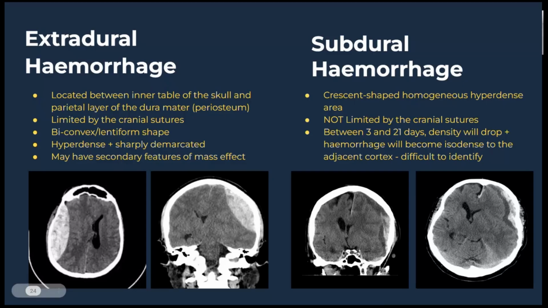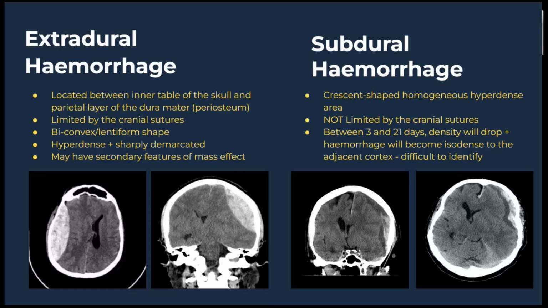So next you've got our subdural hemorrhages, and these are not limited by our suture lines. And sometimes you can't appreciate it that well on the images below, but they're described as banana shaped. I've got an image later on in one of the cases where you can see that banana shape a bit more distinctly. The important thing to note with subdural hemorrhages is that between 3 and 21 days, sometimes the density will drop. So it's not seen as that homogeneous hyperdense area that you'd usually see, but it might become isodense. And this is because the body has had time in those days to break down the hematoma.